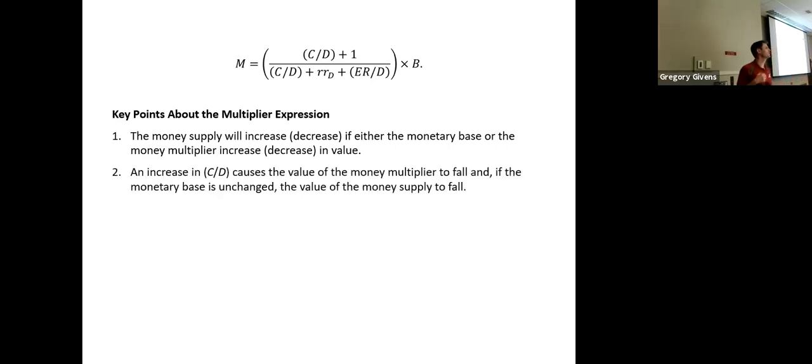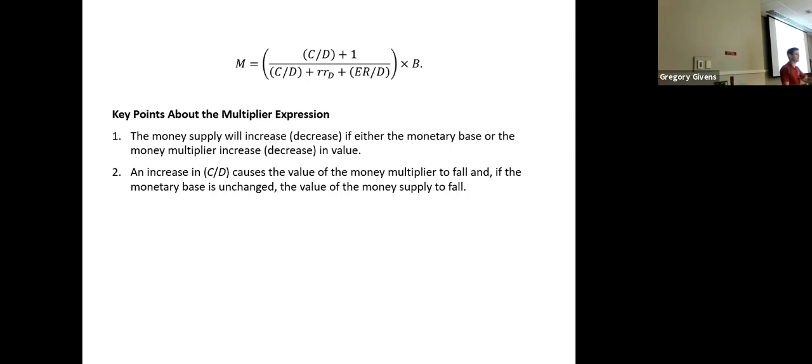What's the relationship between the currency to deposit ratio and the money supply? If I told you that people suddenly wanted to hold more of their money in the form of currency, what do you predict happens to the money supply? If the currency to deposit ratio suddenly were to get higher. So all of us lose faith in the banking system, and we start to withdraw our money from our checking accounts and we hold more of it in the form of currency. Hopefully your intuition tells you that the money supply is going to fall.